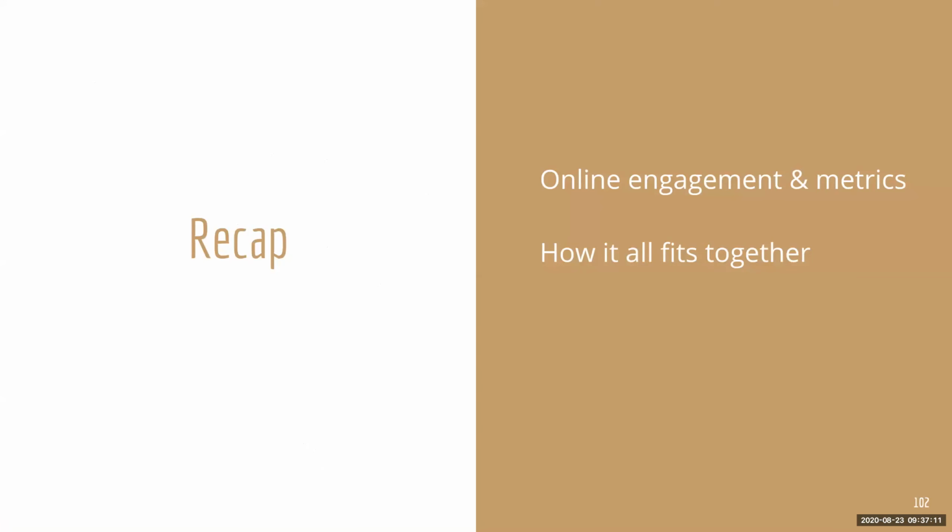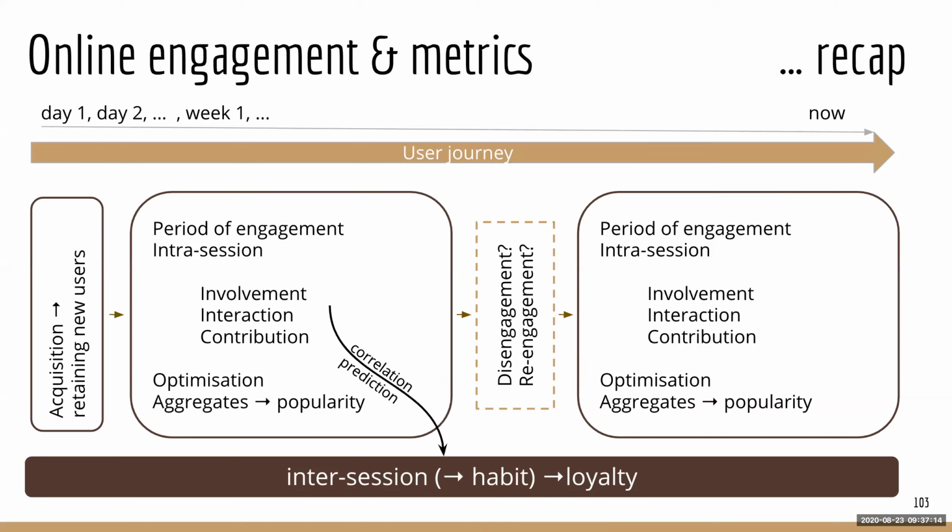Okay, nearly done. How does this all relate together? So online engagement and metrics: day one, acquisition, returning user. Then we go more into the user being active, the period of engagement, what is happening within the session, three levels of engagement: involvement, interaction, contribution, and how to optimize. We're going to discuss this later. When you aggregate all the metrics, this is where you go into popularity. Involvement, interaction, contribution are intra-session metrics.